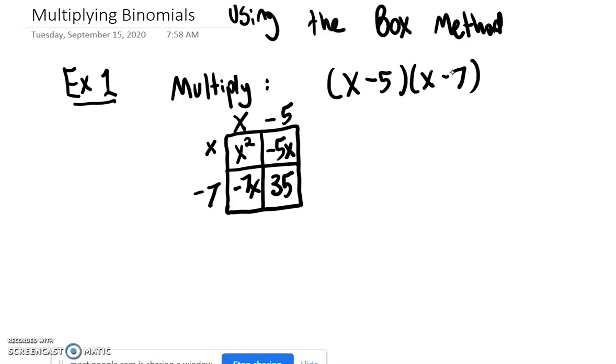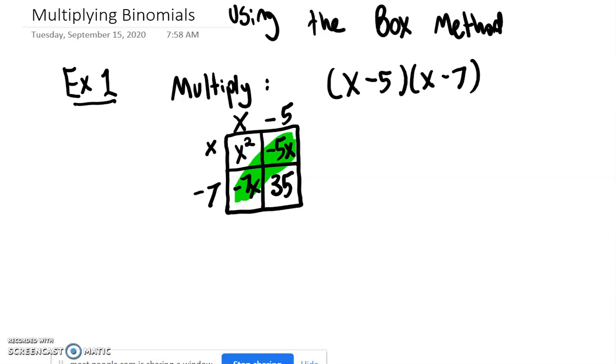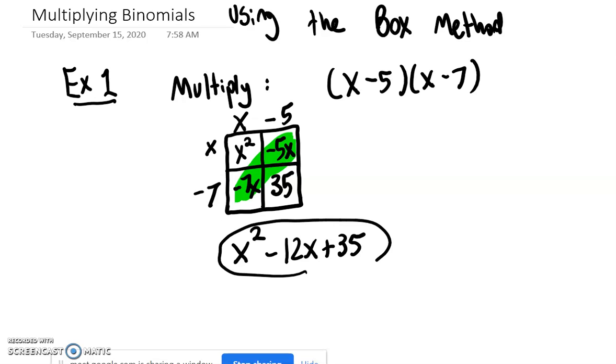Now I'm adding, I'm combining like terms. So when I combine these terms on the diagonal, that's addition. And I'm writing my final answer. So I've got x squared, negative 7x plus negative 5x is negative 12x, and then plus 35. So the solution to this problem, once I multiply it out, is that. The box method is just a graphic organizer to get me from the initial problem to my answer.